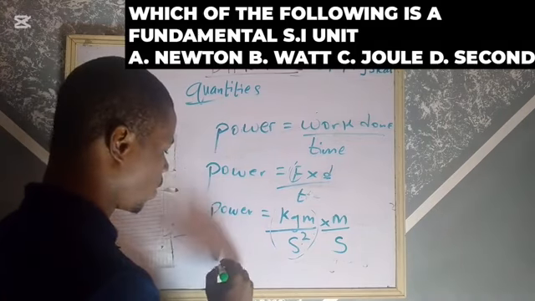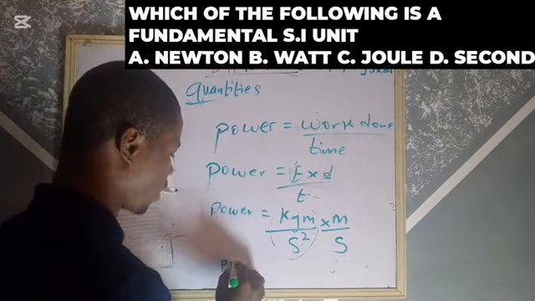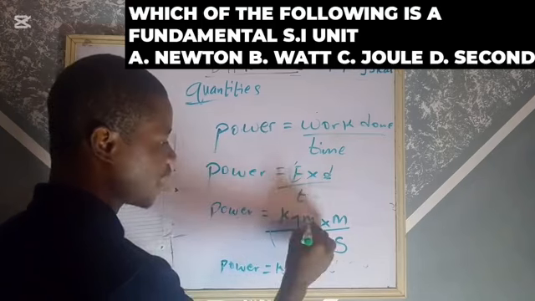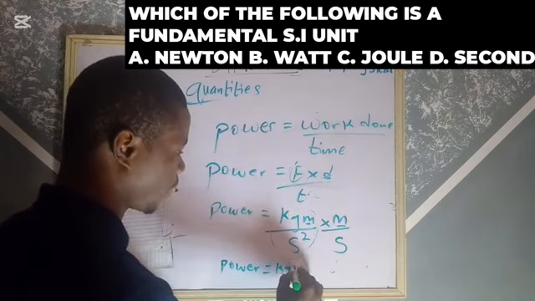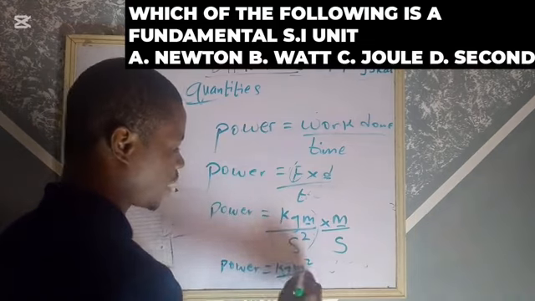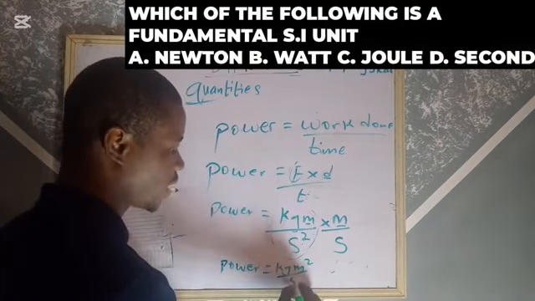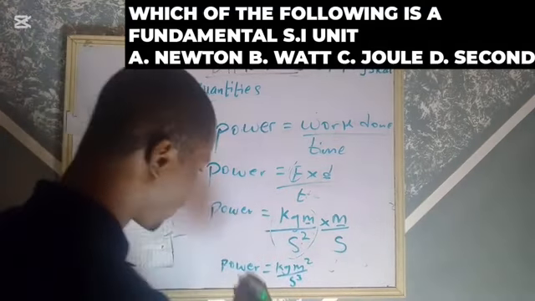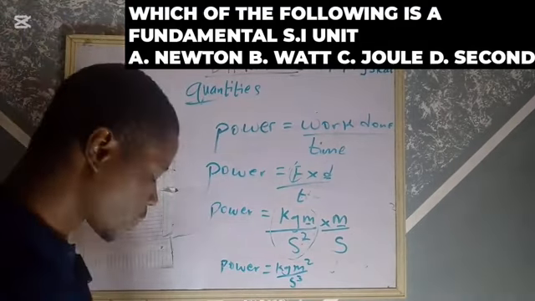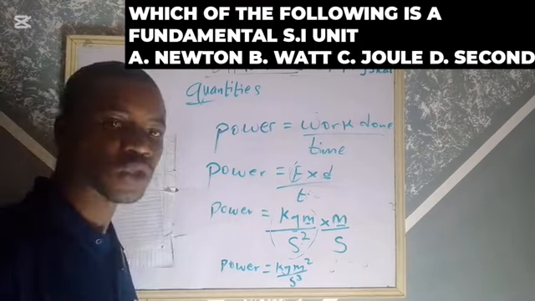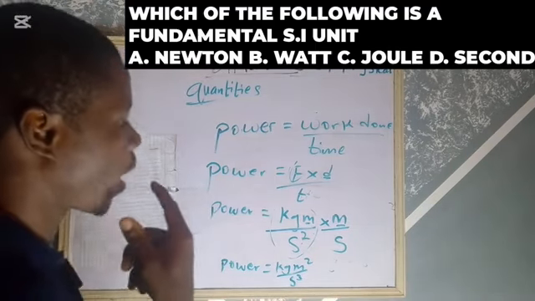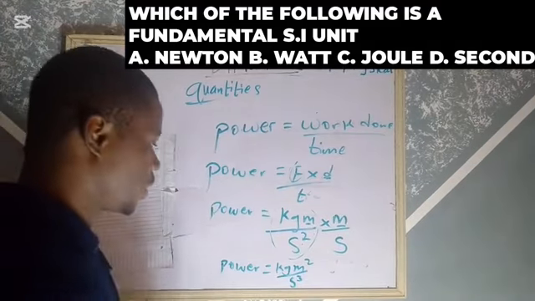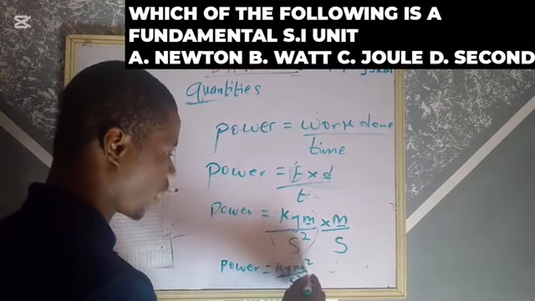So if we combine all of this, we will now have power equal to kilogram. This is m times m. M times m will give you m squared. Divide by s squared times s will give you s raised to the power of 3. If you have done indices, I believe you should understand. So the unit of power is kilogram meter square per seconds cube.